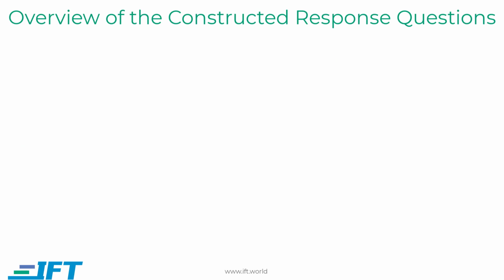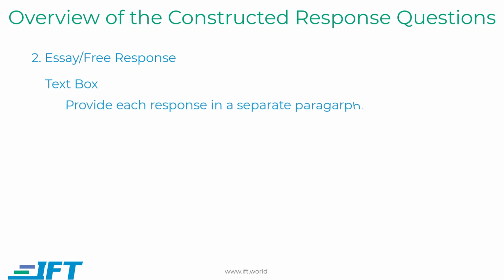All right. The second type of question that you can get in a constructed response question is an essay or a free response question. You will see a text box where, if more than one answer is requested and it says, for example, justify with 2 reasons, you will be instructed to provide each response in a separate paragraph, then do so. Follow the instructions and write each reason in a separate paragraph or a separate line. Bullet points are also acceptable.